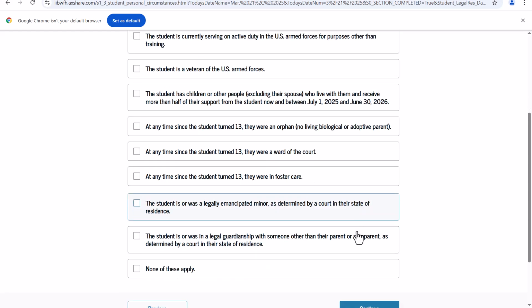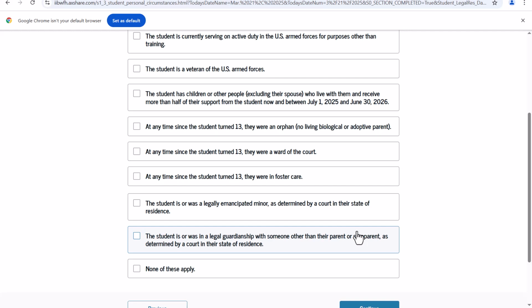Moving on to the next question, the student is or was a legally emancipated minor as determined by a court in their state of residence. Each state handles emancipation differently. So if there are any viewers here that are watching outside the state of Mississippi, definitely reach out to the colleges in which you are planning to submit your application to just see how their financial aid offices handle emancipation in that state. I know in Mississippi, emancipation isn't really recognized, but definitely reach out to the financial aid office and just see how they handle emancipation for that state as well as for that school.